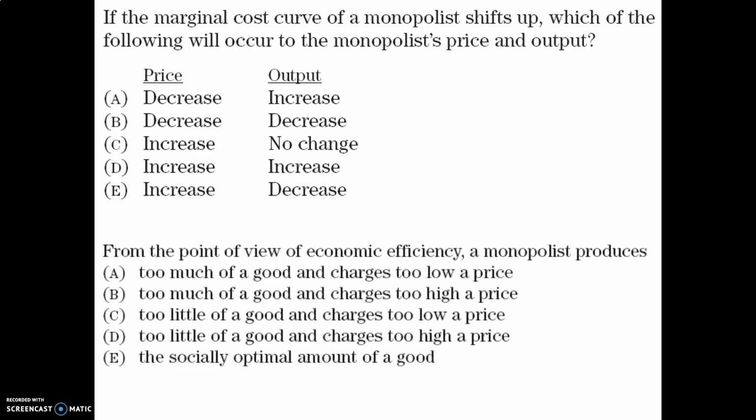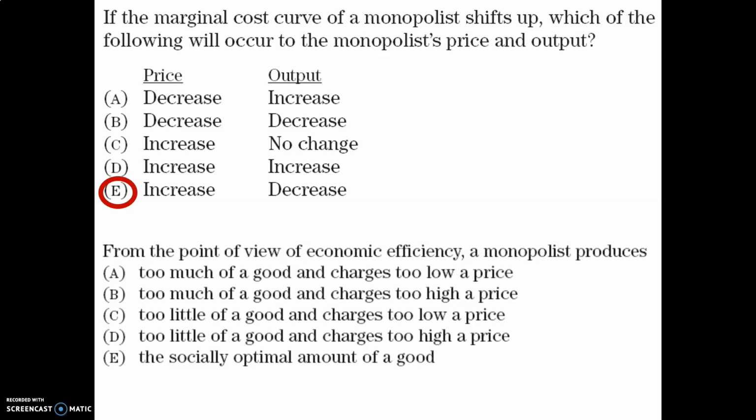All right, here we go. If the marginal cost curve of a monopolist shifts up, which of the following will occur to a monopolist's price and output? So if their marginal cost were to go up, well, they're still profit maximizing, right? So they are going to increase their price and decrease their output. The best way to do that would be to graph it out. And I don't have the ability to do that right here. Maybe in review one day we might go over that. But if you draw that out, or go back to the slide where we actually saw the cost increase, we'll see where that happens.